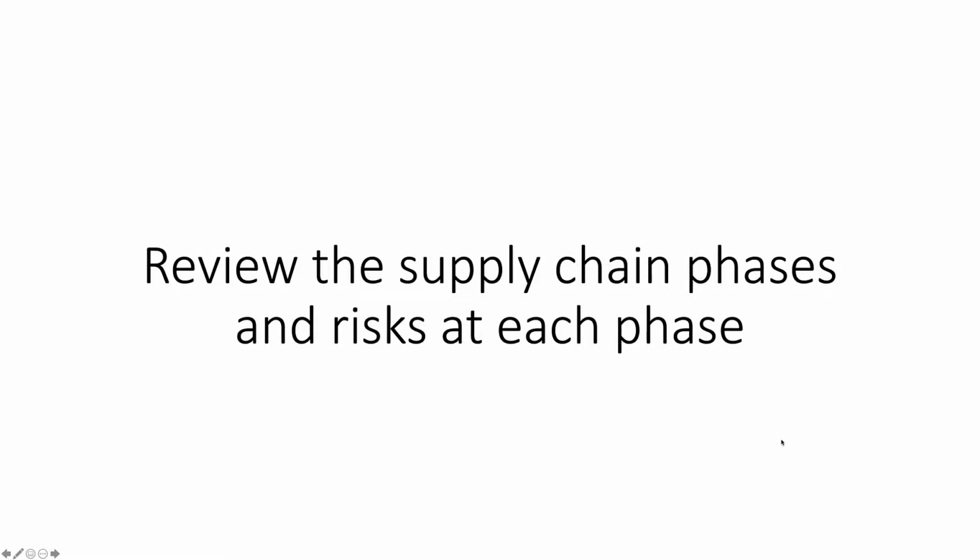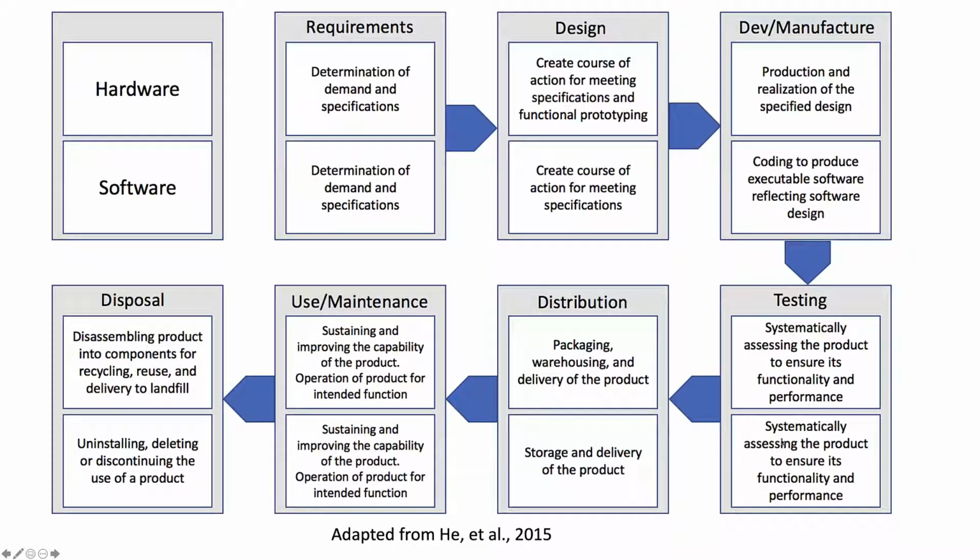So in this video, we're going to review the supply chain phases and risks at each phase for a cyber incident. This graphic is showing you the flow of the supply chain, and notice that it's broken down by both hardware and software because the terminology used is a little different for each of these. Each of hardware and software requires a requirements phase, which just means that the company who's going to be purchasing the product determines the specifications of the functionality of the product. What is the product supposed to do? The design phase is when they take those requirements and actually start designing, for example, the source code or schematics for the hardware. And in the hardware section, they also do some functional prototyping.